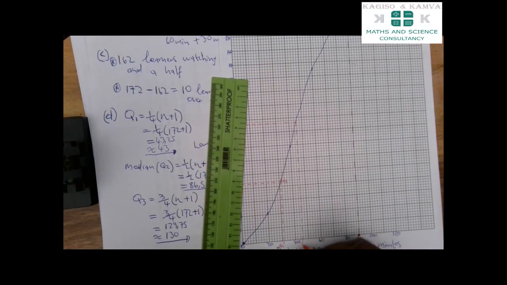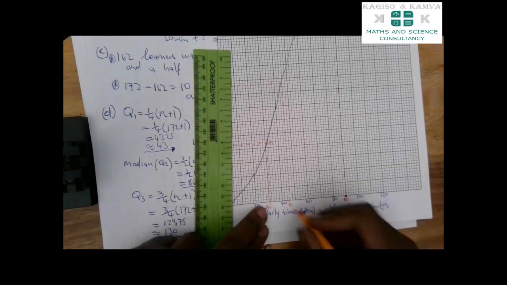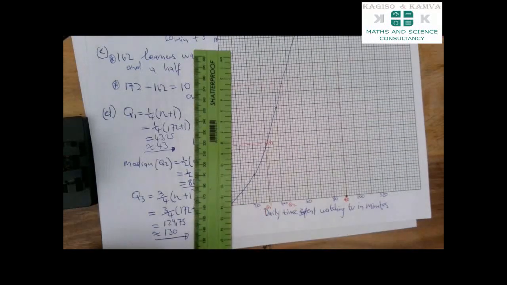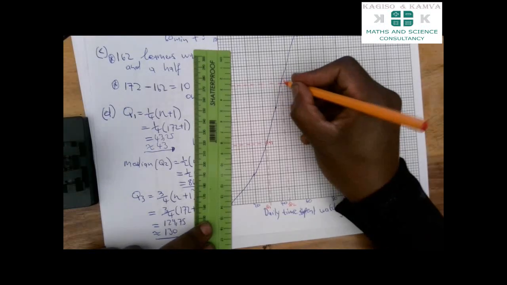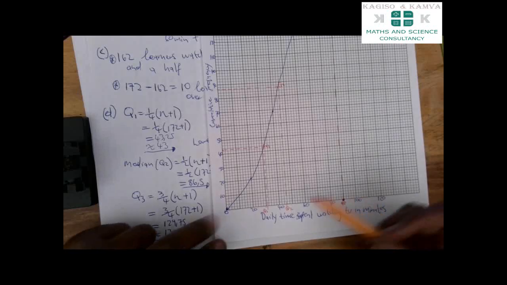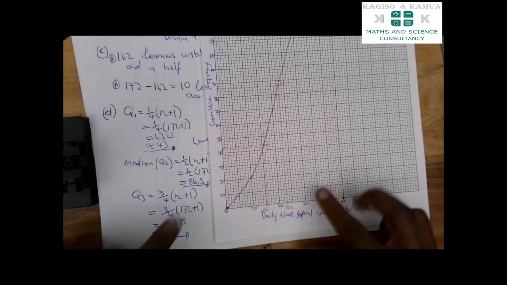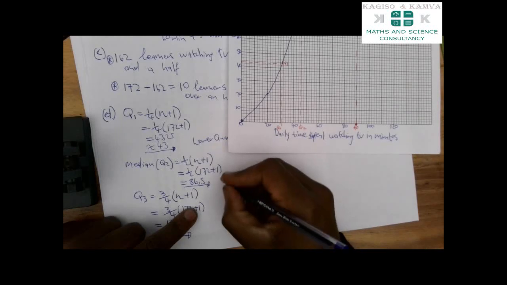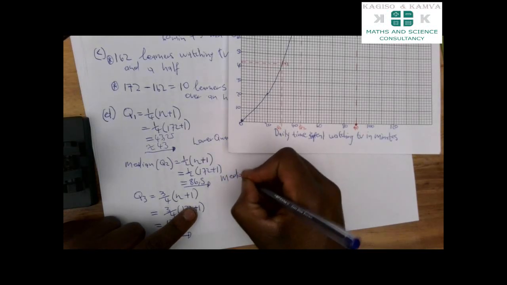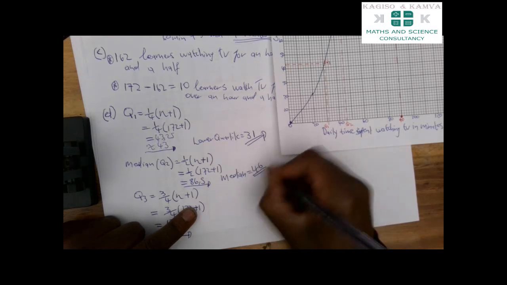This is going to be our Q2. This one, Q2. We got our Q2 there. Okay, so this one Q2 is going to be 40, 42, 44, approximately 46. So our median is equal to what? 46.